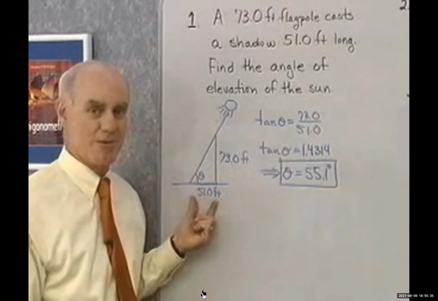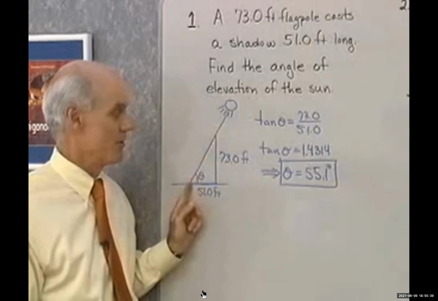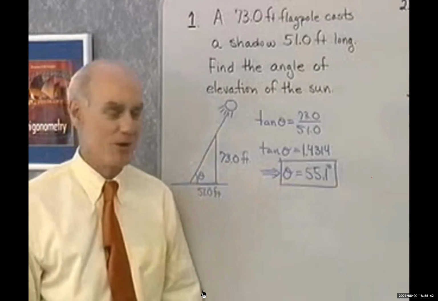So if I have a 73-foot flagpole, I know the flagpole is 73 feet high, and I measure the shadow and it turns out to be 51 feet long, then the angle of elevation of the sun from the ground like this must be 55.1 degrees.